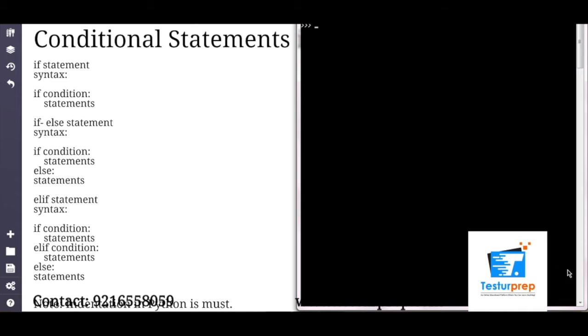So the first one we have is the if statement. The syntax for an if statement is if condition, then we write all the statements under it. So let's create a program where we find out whether a number is an even number or an odd number. For a number to be even, the remainder, when we divide it by 2, should be 0. So let's form a program for that.